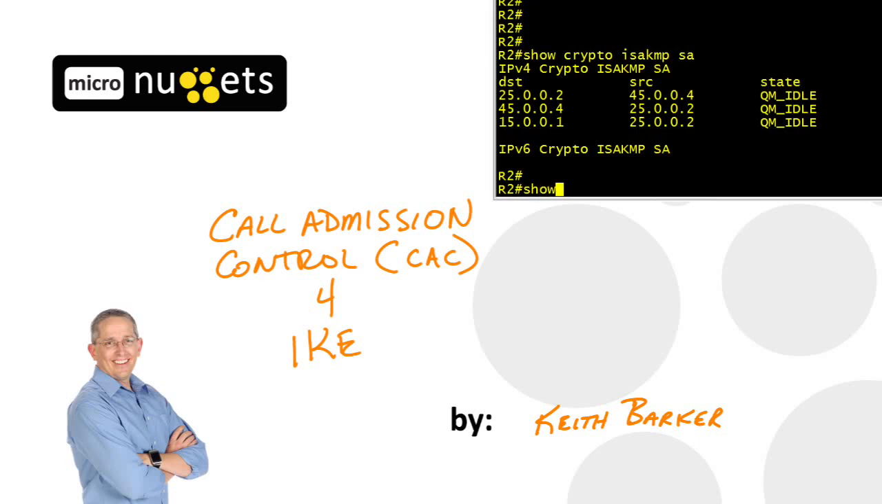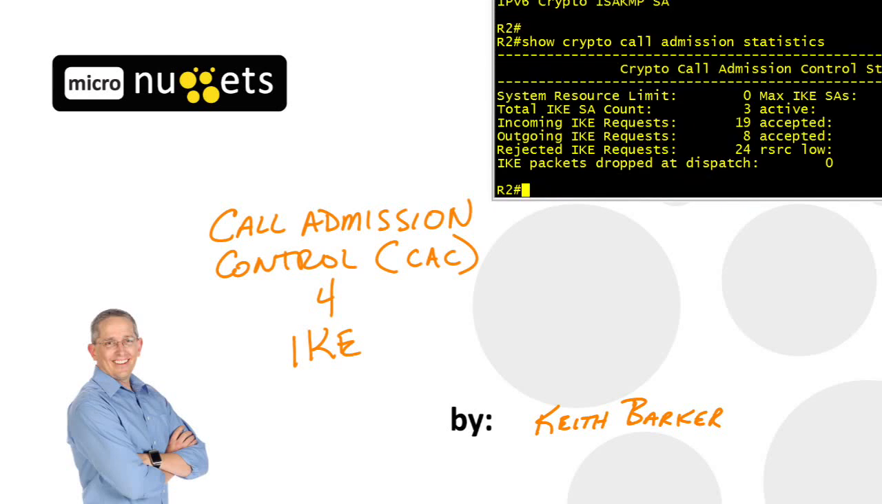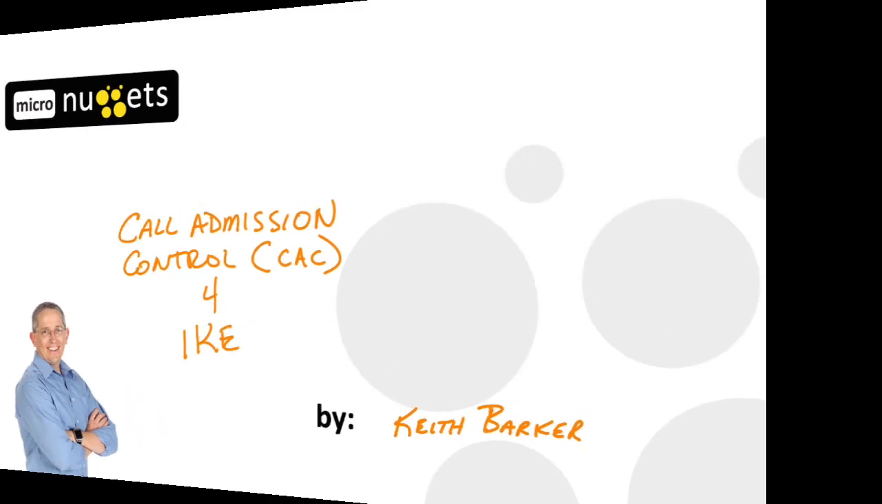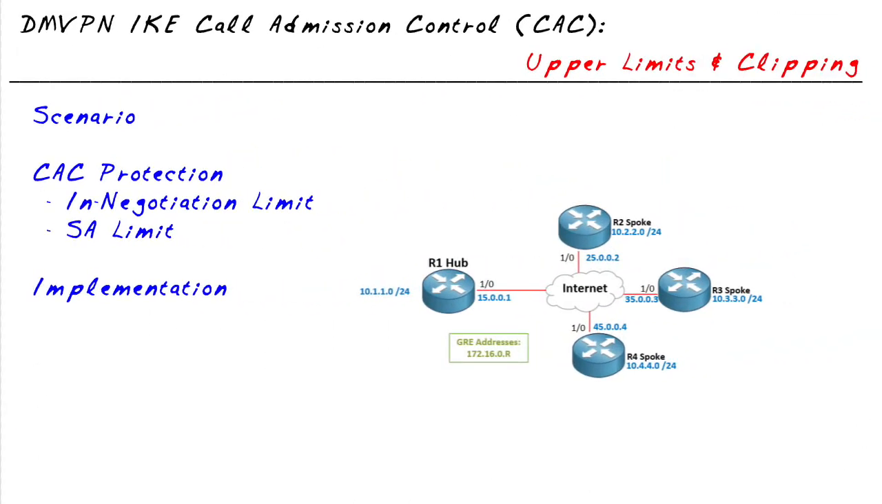In this micro nugget, you and I get to take a look at the functionality, the configuration, and verification of call admission control for IKE Phase 1. Let's begin. In the original flavor of IPsec, which we call IKE version 1, there's actually two phases that systems go through to establish a secure VPN tunnel between the devices. We have Phase 1, and we also have Phase 2.